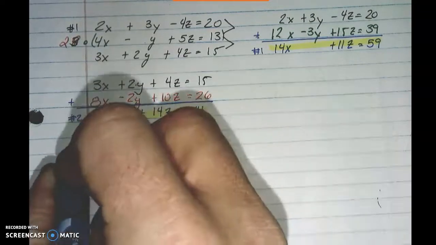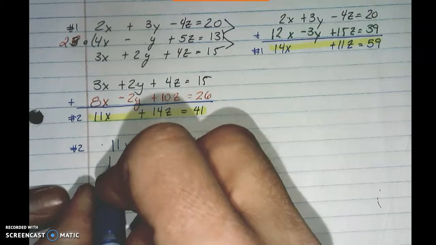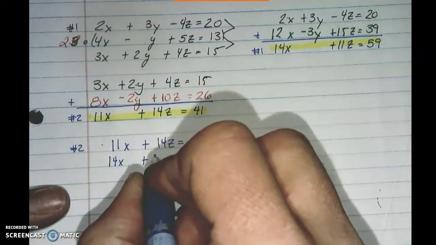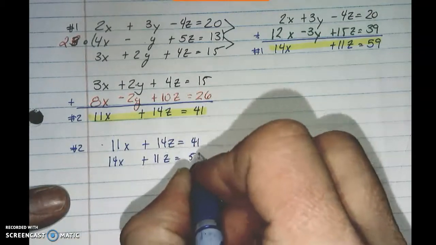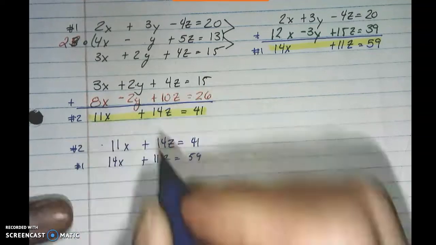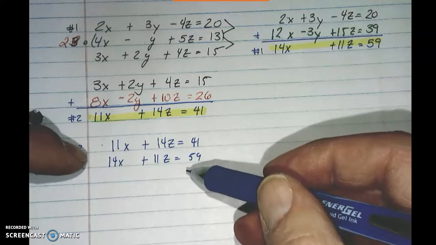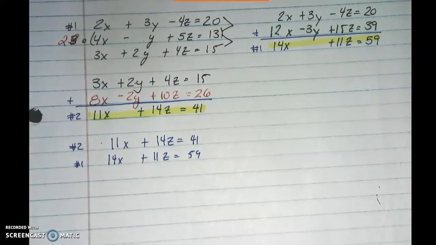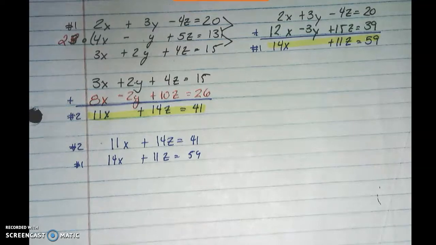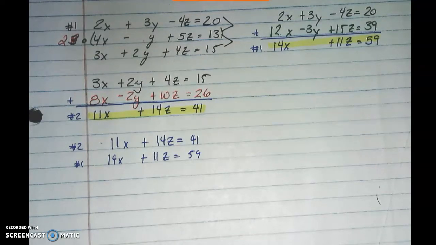That's my number 2. And then I have 14x plus 11z is equal to 59. That's my number 1. Now, could I have switched the stack of them in a different order? Yeah, definitely. Doesn't matter. Okay. Now, again, up to you guys. What variable do you want to get rid of? And this time the math is just going to be horrible. You want to get rid of the x or z? Yes, ma'am.